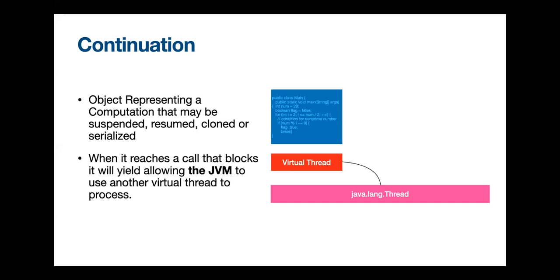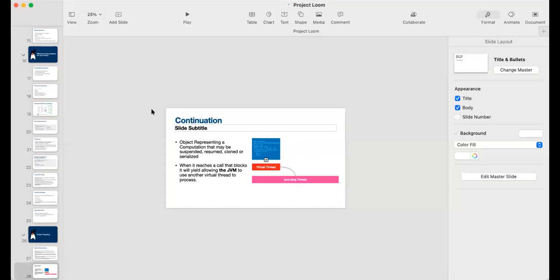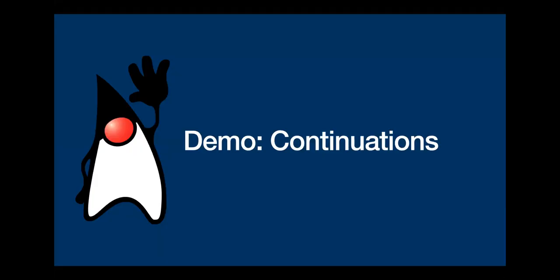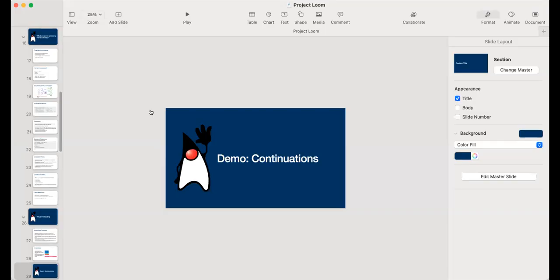All right, so let's talk about a continuation. A continuation is an object representing a computation that could be suspended, resumed, cloned, or serialized. So think about a program like what I'm showing here where I could just go line by line, but whenever I hit a block, I could pause right there and take the stack and move it off shelf. When it reaches a call that blocks, that will yield the JVM to use another virtual thread in that process. So let's take a look at what a continuation is.